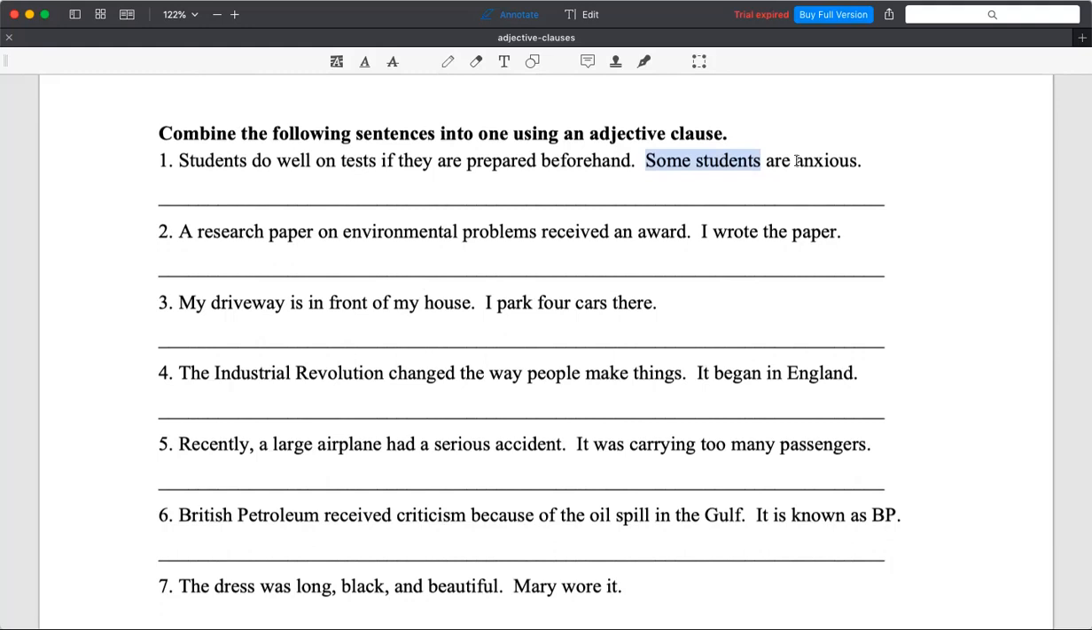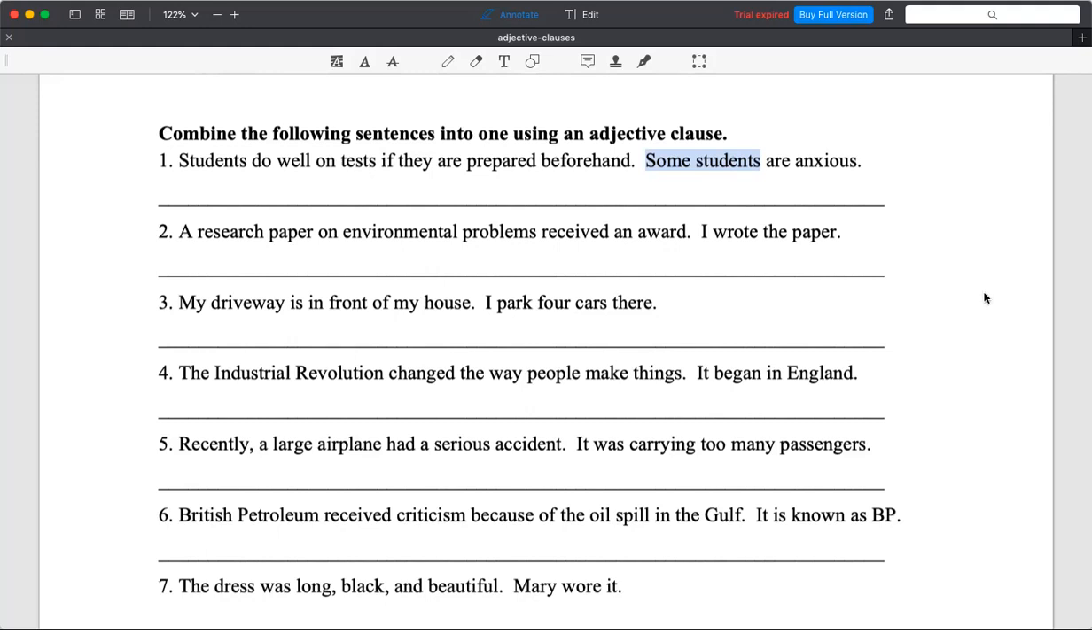Well, the meaning of this sentence, it says students who are anxious do well on tests if they prepare beforehand. It wanted to say that the students who are anxious need to practice more. Does that make sense, Alex? Yeah. So the meaning might be a little bit confusing, but that is the meaning of the sentence. They wanted to emphasize that if the students are anxious, they need to practice more. They need to practice beforehand. Very good, Alex.